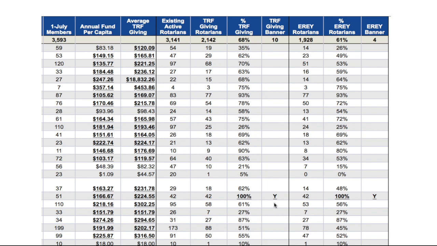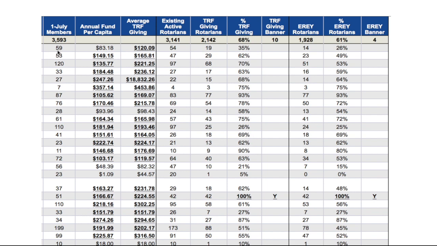To do that, what that means is that there was a $25 contribution from each member in the club minimum, and then $100 average for the club in any giving to the foundation, and the EREY, $25 minimum donation by each member and 100% average, but that's just specific for the annual fund. So what else can we do with this report?